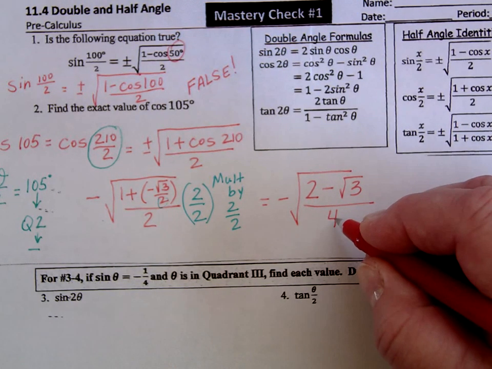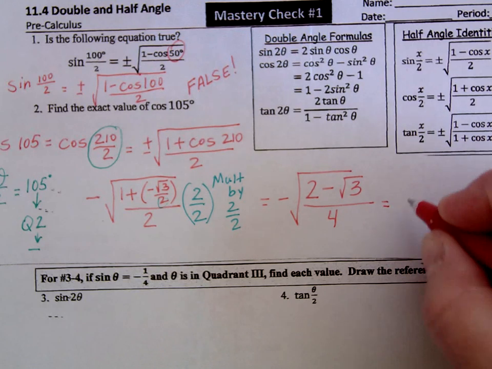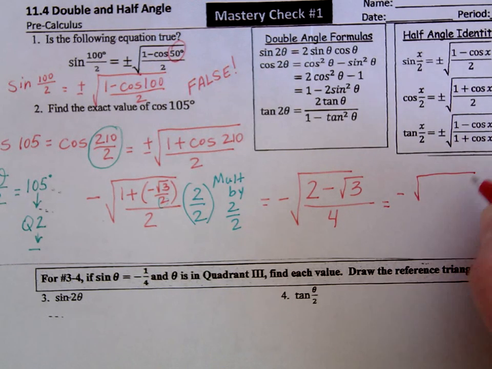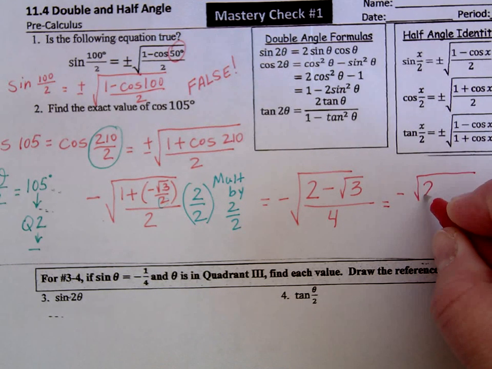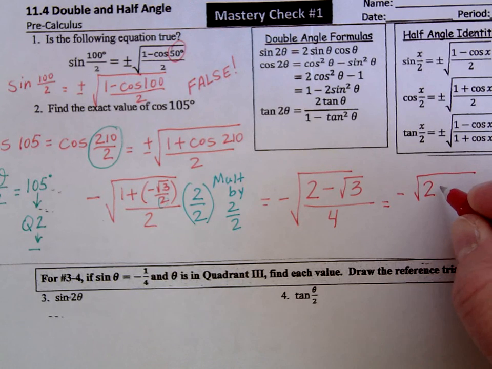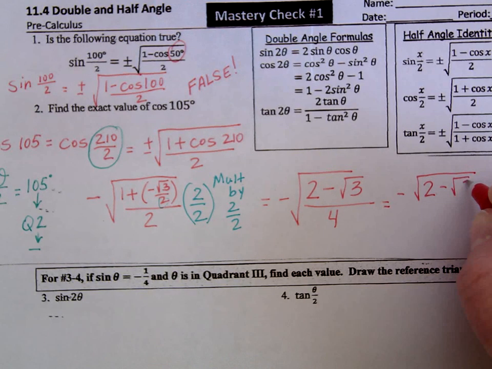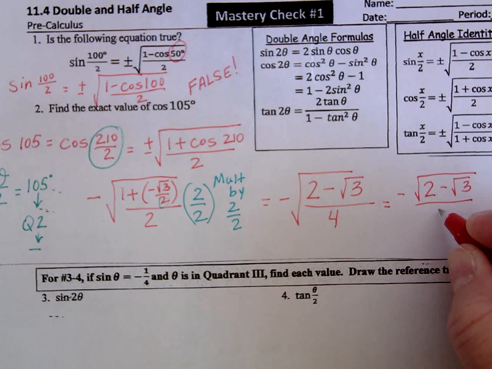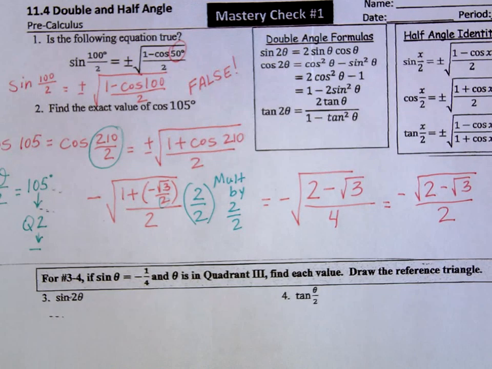And happy for us, what's the square root of 4? The square root of 4 is 2, so I have my final answer, negative square root of 2 minus the square root of 3. Yes, that's hot and messy. All over 2. And that's it. That's your final answer. All right. Going on to the next ones.